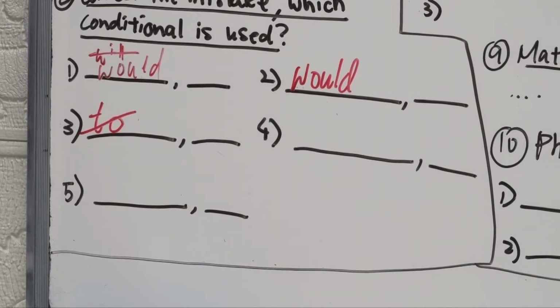Number 4, if she has had enough money on her, she would have bought the jumper. Which one is wrong here? If she had enough money on her, she would have bought the jumper. Okay, so you use past simple tense. It's alright to use simple past tense. If she had enough money on her, that is okay too.